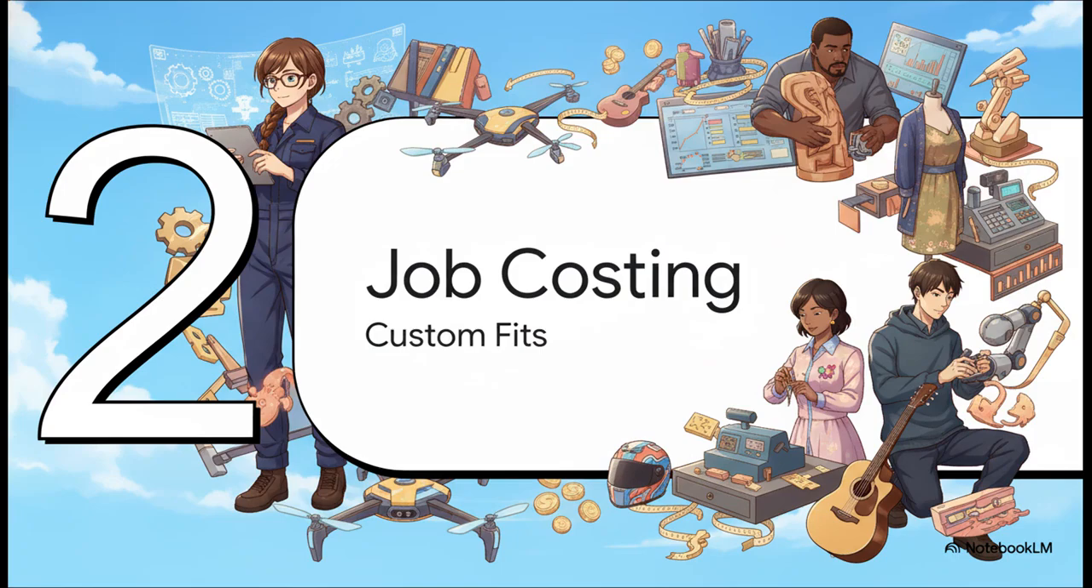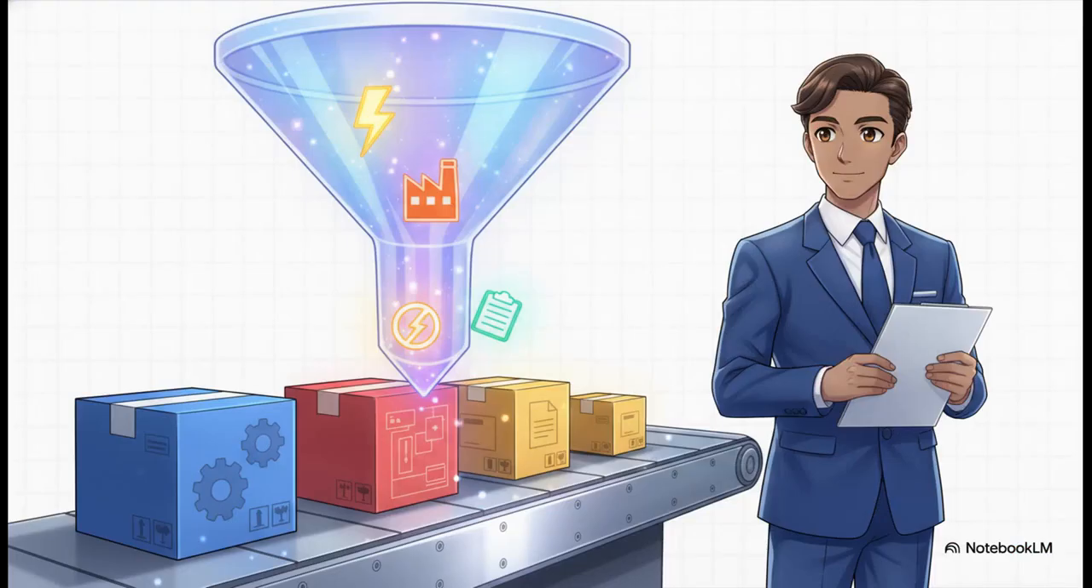Moving right along to section 2, job costing, where we'll look at custom fits. Before we throw a bunch of numbers at you, we really have to understand a concept called absorption. Now, direct costs, things like your materials and wages, are pretty easy to track to a specific job. But what about the factory rent or the electricity bill, the manager's salary? Those bills definitely do not pay themselves. These are what we call overheads.